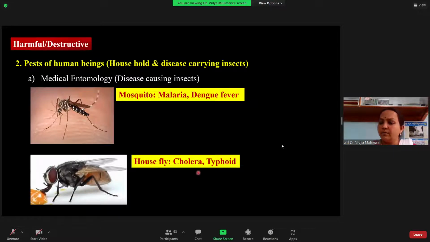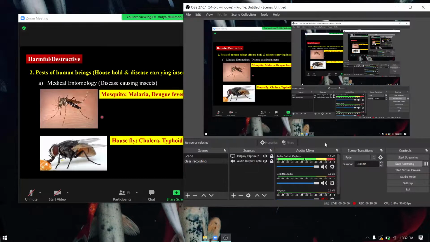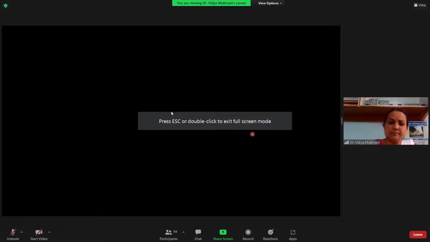Then you have the housefly, which carries cholera and typhoid. So this is coming under medical entomology. That is the one which acts as a carrier of human diseases.